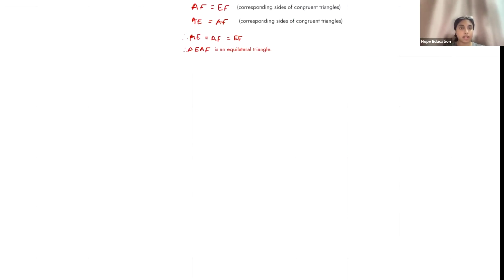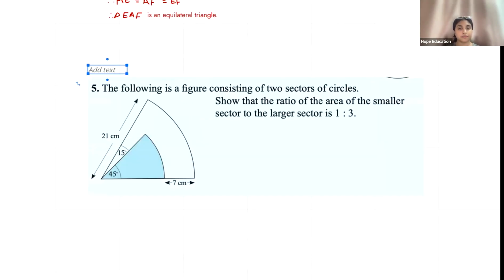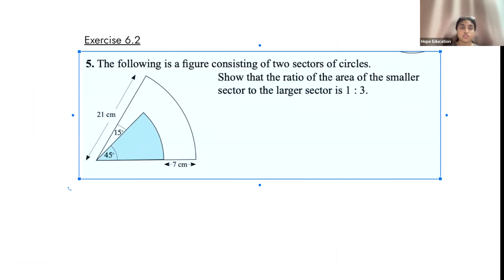Whoever is looking at the whiteboard will understand this. Okay. The following is a figure consisting of two sectors of circles. Show that the ratio of the area of the smaller sector to the larger sector is 1:3. So that means we have to find the area of the smaller sector and the larger sector, right?